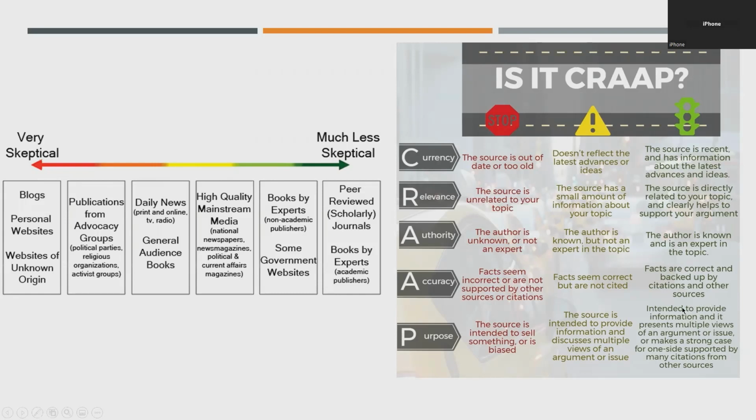So the best sources to use in academic writing are ones that are meant to provide information, and it presents multiple viewpoints of an argument or issue, and makes a strong case for one side, supported by many citations from other sources. So I'm not going to read through this whole chart to you, but I've provided a nice overview of the CRAP test. So when deciding if a source is worth using or not, deciding if a source is trustworthy, consider its currency, its relevance, its authority, its accuracy, and its purpose.